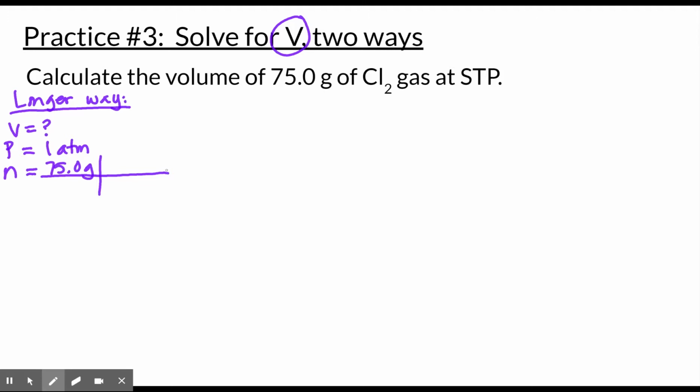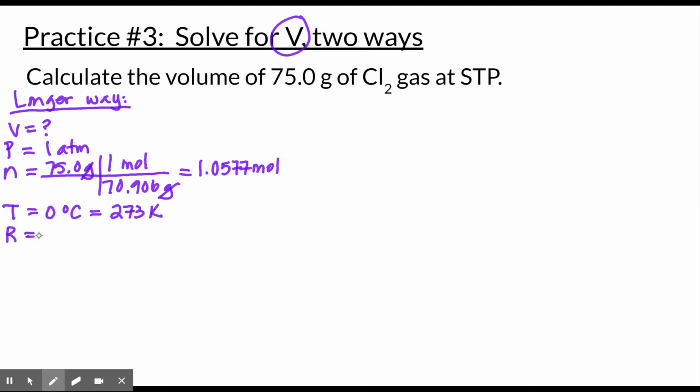So grams cancel. 75.0 divided by this molar mass will give me 1.0577 moles. We know that it is standard temperature, which is 0 degrees Celsius, but we need Kelvin, right? So this is going to be 273 Kelvin. And for our corresponding R value, since we chose 1 atm for pressure, this is going to be 0.0821 liters times atmospheres divided by moles times Kelvin.